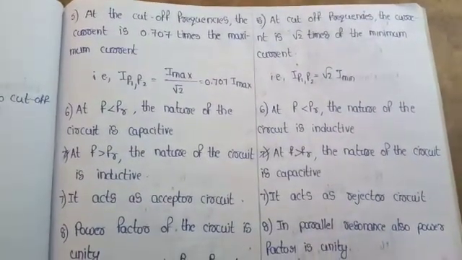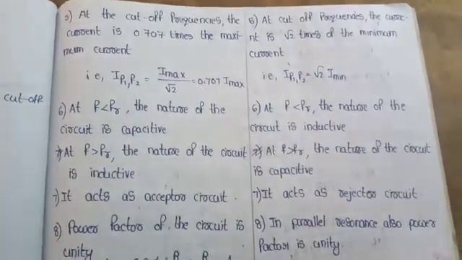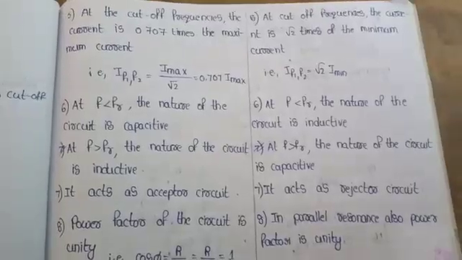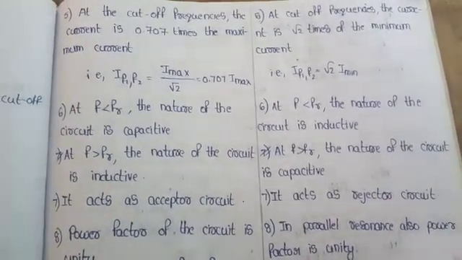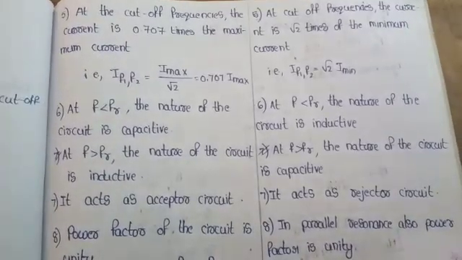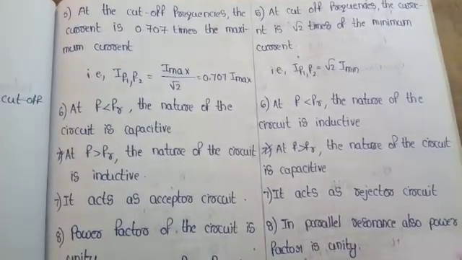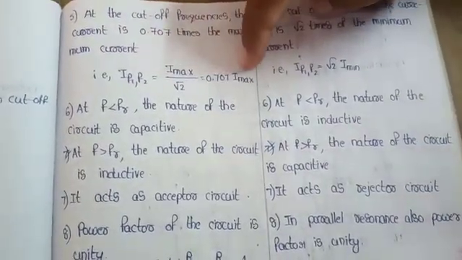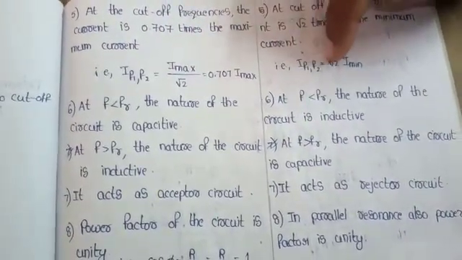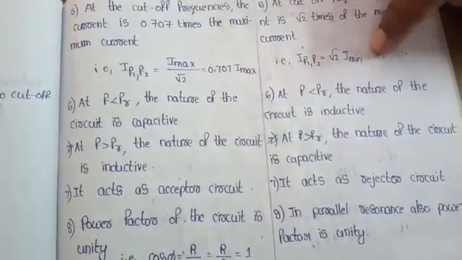Another difference is the cutoff frequencies. In series resonance, the cutoff frequencies occur at 0.707 times the maximum current. But in the parallel resonant circuit, it is root 2 times the minimum current, that is 1.414 times. So I at F1, F2 is equal to I maximum by root 2, 0.707, and in parallel I at F1, F2 is root 2 times I minimum.